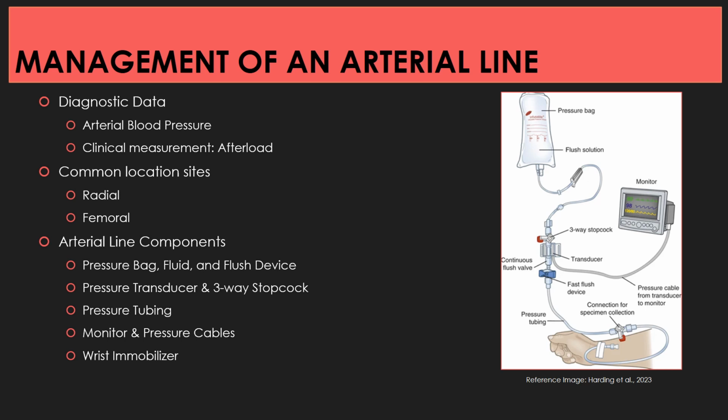You might notice the change in presentation color. So in the hospital setting, each device we are going to discuss typically has a standardized color assigned to them on the display monitor, and arterial lines are typically displayed as red on the monitor. So what diagnostic data does an arterial line provide us? It gives us continuous arterial blood pressure readings, and blood pressure is a clinical measurement of afterload.